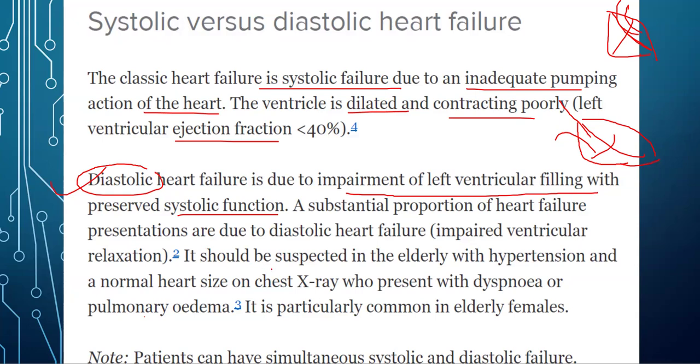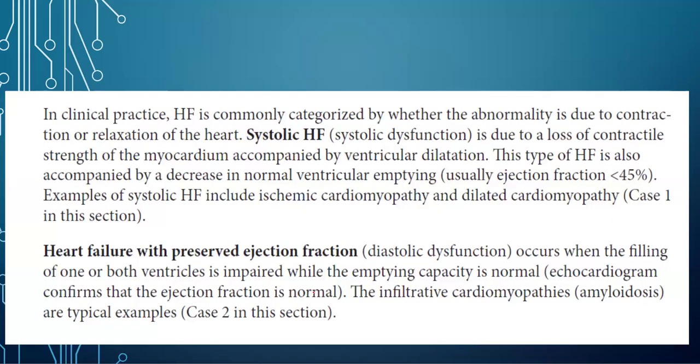And remember, if you have got an elderly patient with hypertension, but normal heart size on a chest X-ray, coming to you with dyspnea or pulmonary edema, it is likely to be diastolic heart failure. Because in systolic heart failure, what happens? Your heart gets dilated because there is a lot of blood in here. So you get cardiomegaly on a chest X-ray. But if you don't get cardiomegaly on a chest X-ray, but the patient has pulmonary edema, then it could be diastolic heart failure. Okay? Some patients can have both systolic and diastolic failure at the same time.